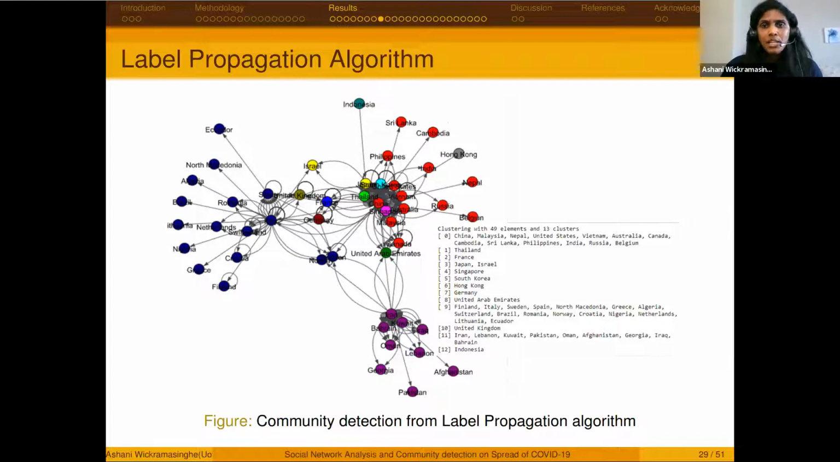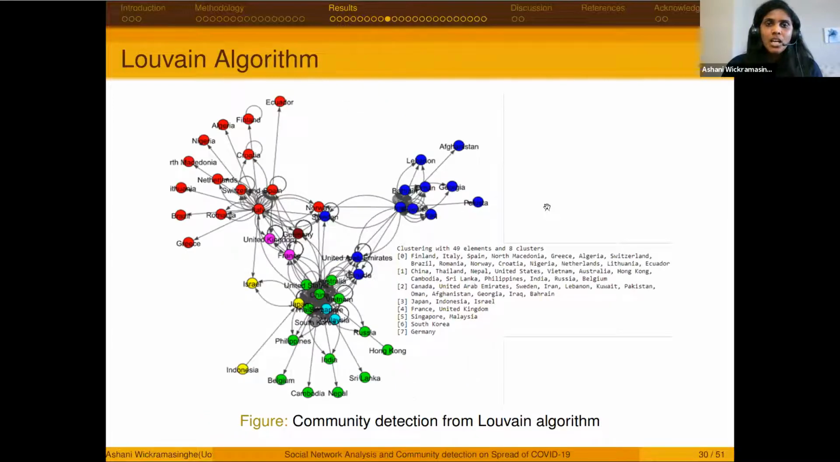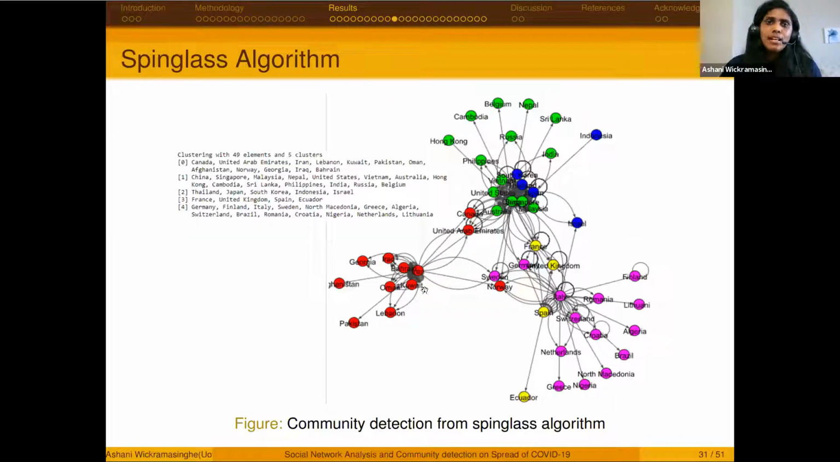In the result of label propagation also, we can see those 3 main clusters, but we have 10 more small clusters, as this algorithm gives 13 clusters altogether. It considered Thailand, France, Singapore, and 6 more countries as separate clusters. Louvain algorithm shows 8 different clusters with 3 large clusters around the main out degree countries and 5 small clusters. Here, South Korea and Germany were considered as 2 separate clusters. Spinglass algorithm also shows 5 clusters with 3 large clusters and 2 small clusters.